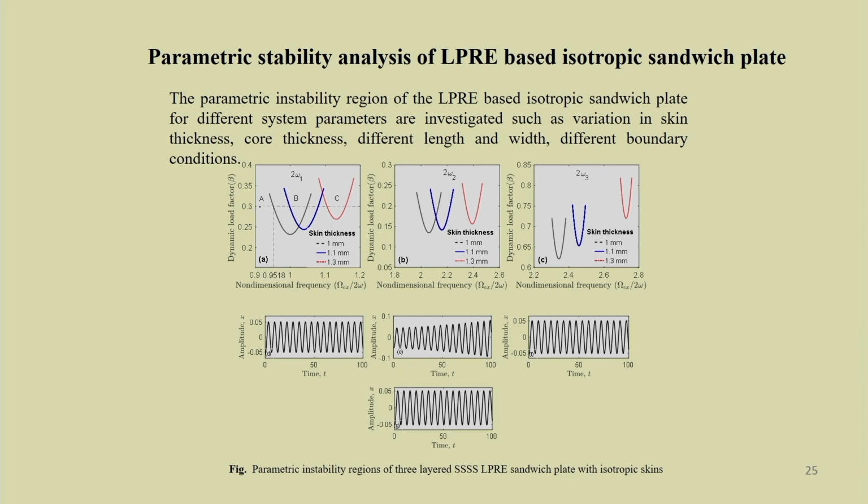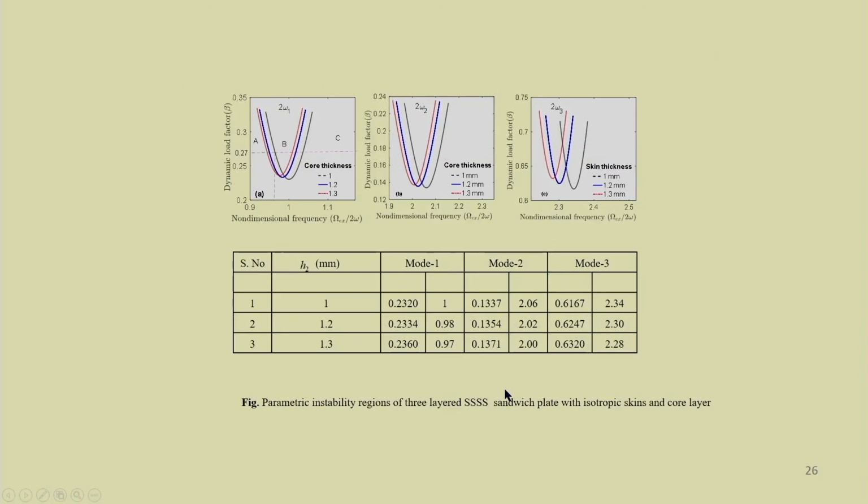So, one can find the region for which the system is stable and when it is unstable. This is the instability region for the first mode, that is the principal parametric resonance condition of the first mode, twice omega 1. This is the principal parametric resonance of the second mode, twice omega 2, and this is the principal parametric resonance condition for the third mode, that is 2 omega 3. This way one can plot the instability region for different conditions and different boundary conditions also.